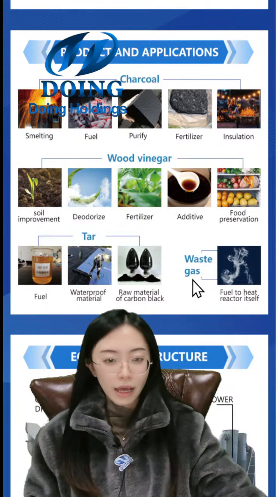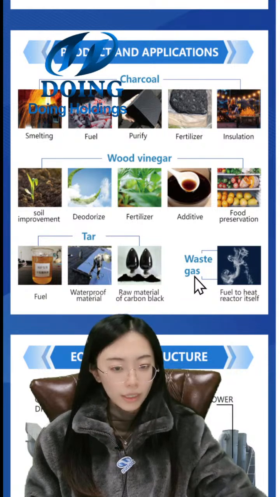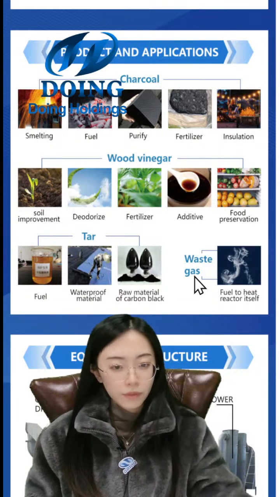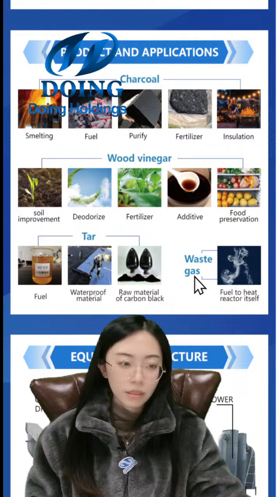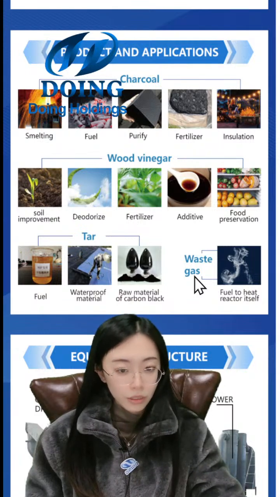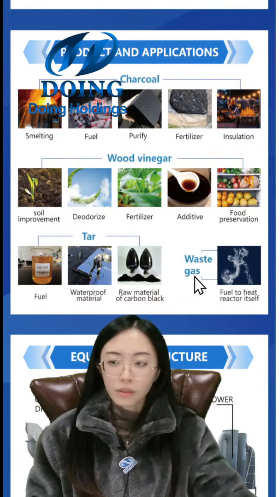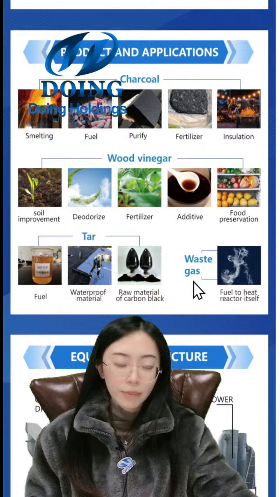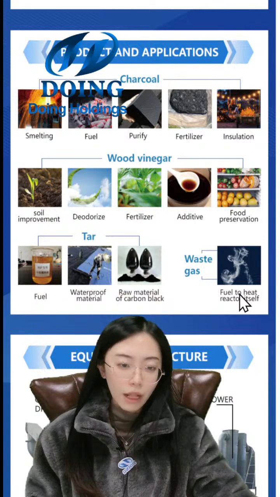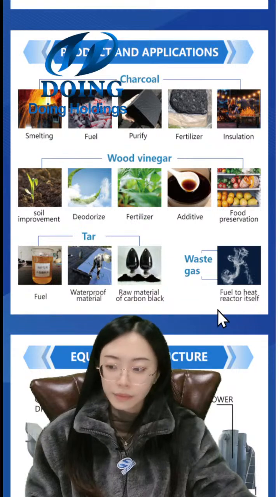For the waste gas, after processing, it will first come to the drying machine to dry the materials. And if the temperature is enough, the high-temperature gas will go into the carbonization furnace to the reactor for heating. So this is the waste gas application. We can use it directly and save our extra heating energy.